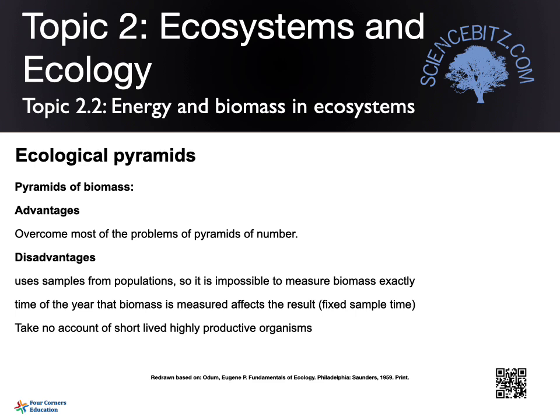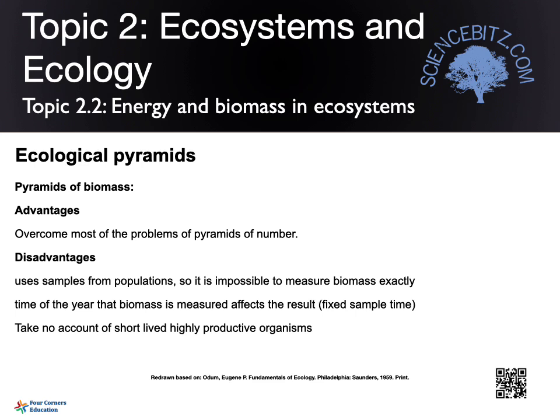Also, the time of year that the biomass is measured affects the results. Similar sort of problem to within pyramids of numbers that I just talked about, but in pyramids of numbers it can be an advantage. If we're really looking at the biomass, we've got to look at the biomass across the entire year, and it continually changes in some ecosystems, especially ecosystems that have migration in and out of them. So that's a problem, and it doesn't take account of short-lived, highly productive organisms very well.